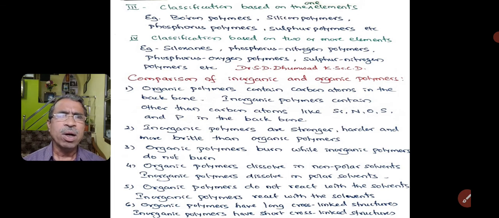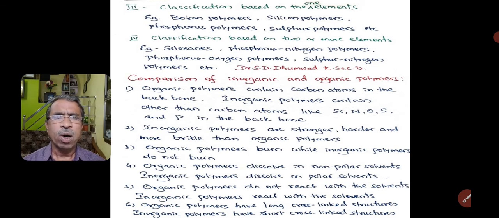Second point, inorganic polymers are stronger, harder and more brittle than organic polymers. The third point, organic polymers burn while inorganic polymers do not burn. Fourth, organic polymers dissolve in non-polar solvents. Inorganic polymers dissolve in polar solvents. The fifth point, organic polymers do not react with the solvents. Inorganic polymers react with the solvents.